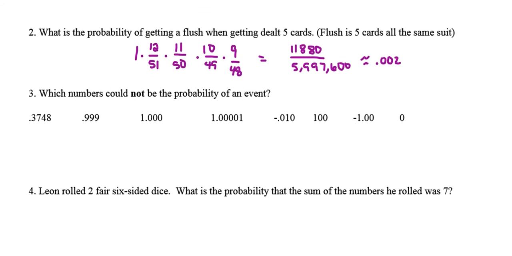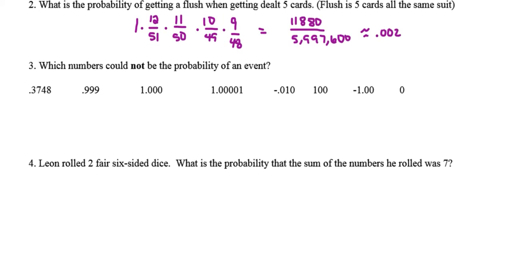All right, which numbers could not be the probability of an event? The lowest probability of an event is 0, or 0%, and it goes up to 100% or 1. So you can't have negative percents, and you can't have anything over 1 or 100%.